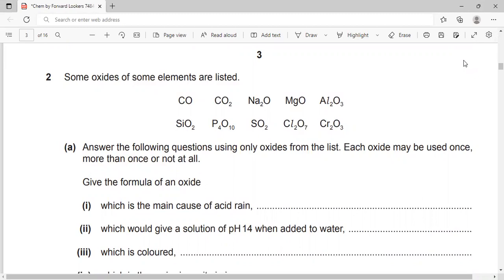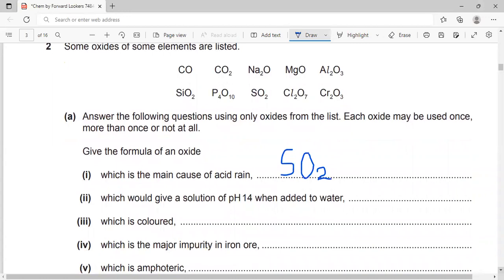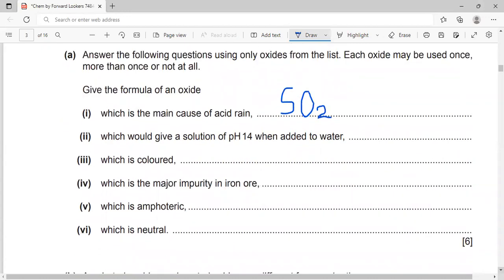Give the formula of an oxide which is the main cause of acid rain. The oxide which is the main cause of acid rain, family, is always sulfur dioxide. So this is an oxide that forms acid rain.